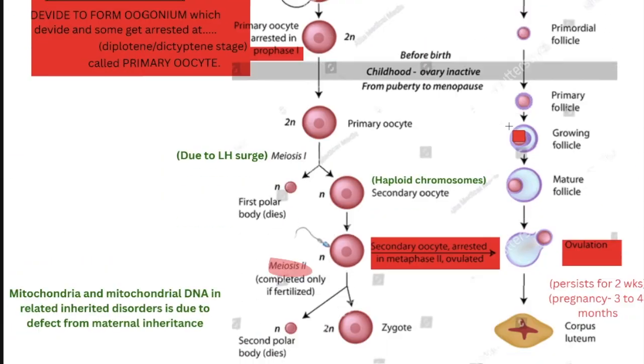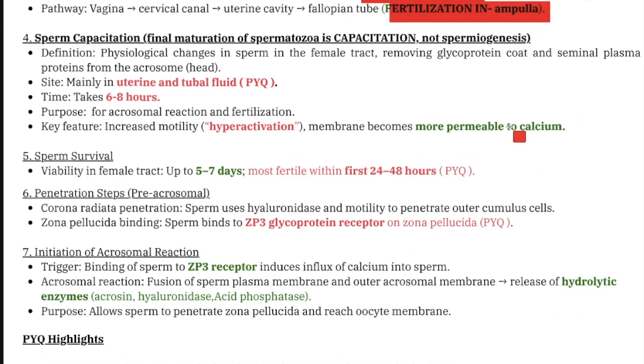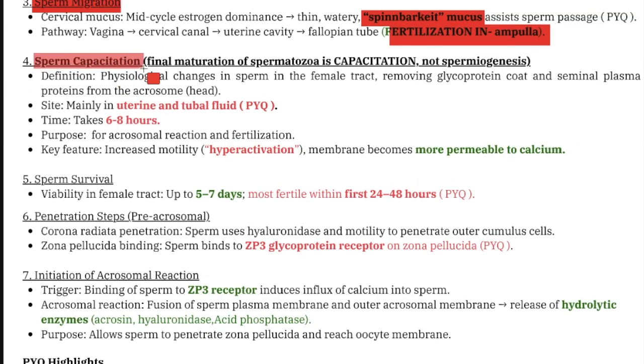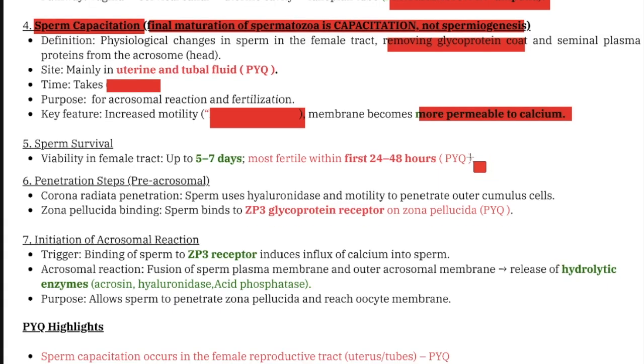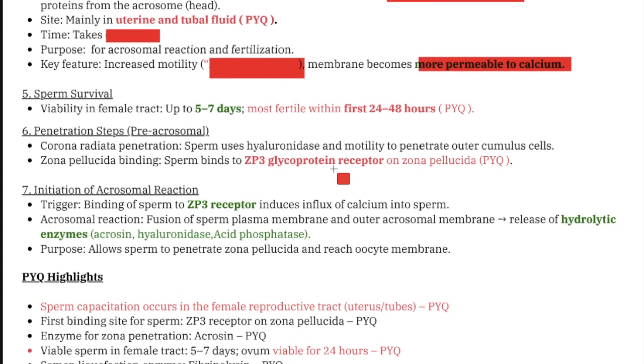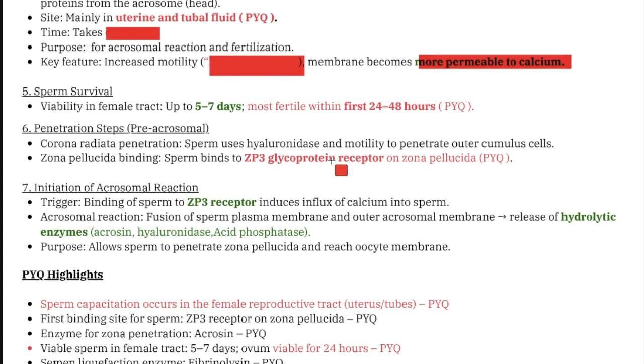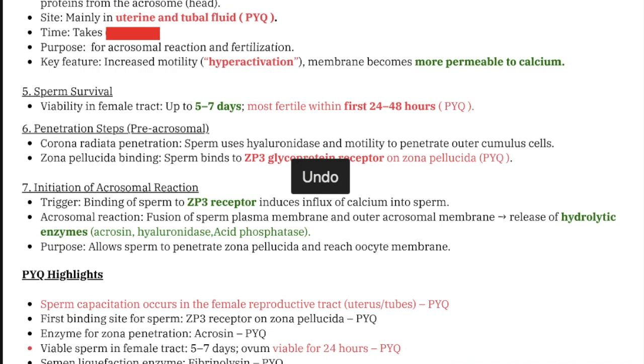Along this journey, sperm undergo capacitation. This is their final maturation step, where the glycoprotein coat is removed from the acrosome. This process takes 6 to 8 hours and results in hyperactivation, making the sperm more motile and its membrane more permeable to calcium, preparing it for the next step. Sperm can survive in the female reproductive tract for up to 5 to 7 days, but they are most fertile within the first 24 to 48 hours.